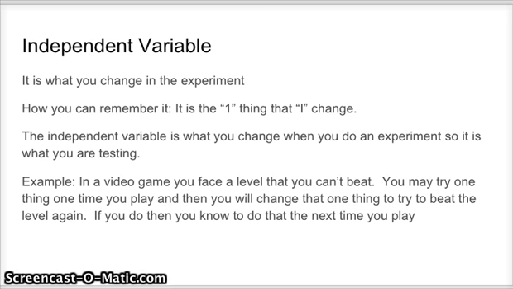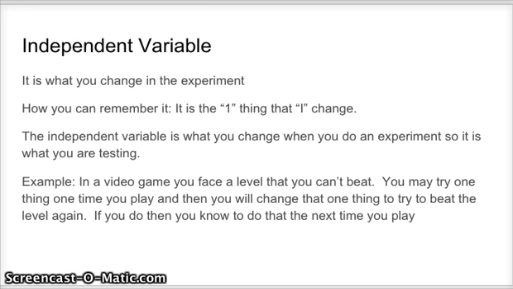So that thing that you keep changing, that one thing, now again, it's key that you only change one thing, is called the independent variable. So in the video game, you might change one strategy. You might do one little thing different to try to beat that level. If that doesn't work, then you might go change something different. But again, you only need to change one thing.